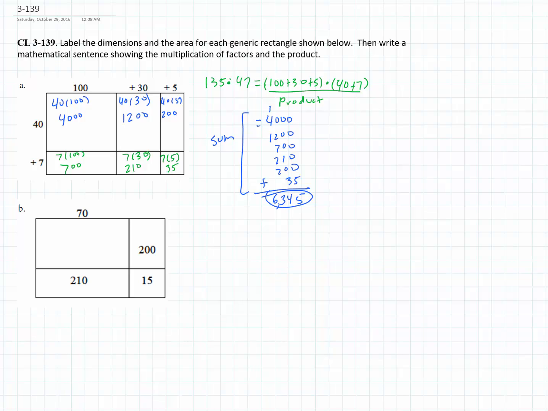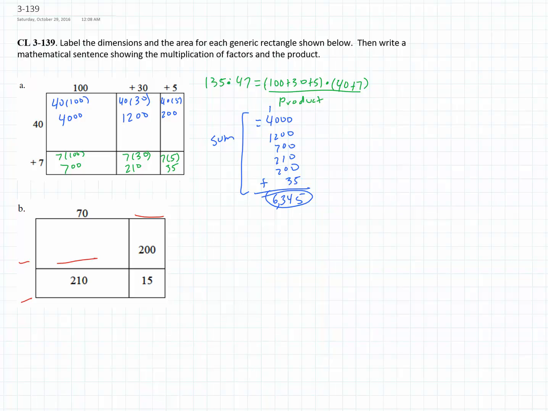Okay, for part B, it's a little different because now we have some of the areas of the rectangles filled out, but we're missing some of the factors, the numbers that multiply to get the area of the rectangles. So we need to figure out what's blank. We need to figure out what that is, what this is here, and what this is here. To do that, we'll think about it.